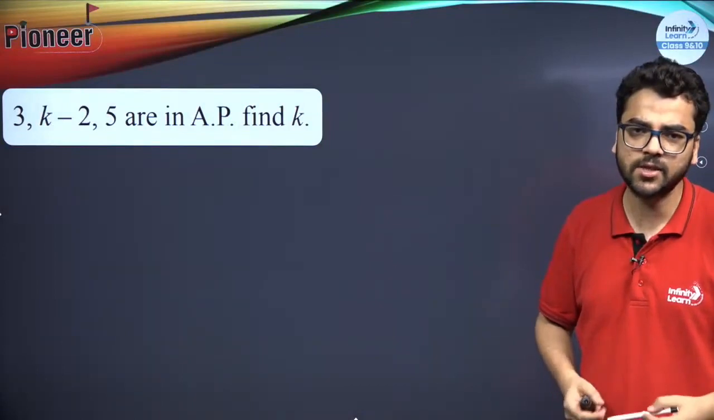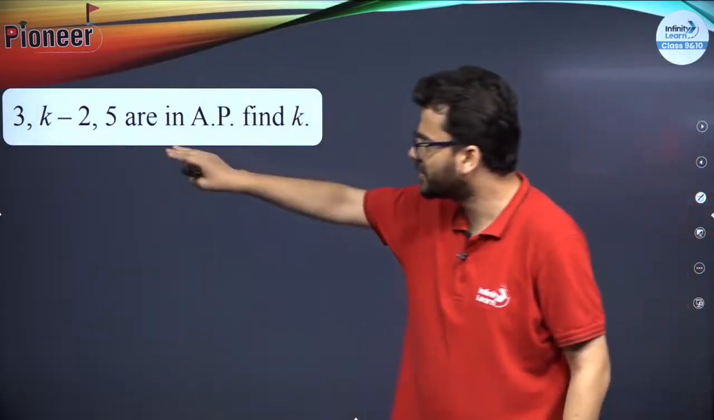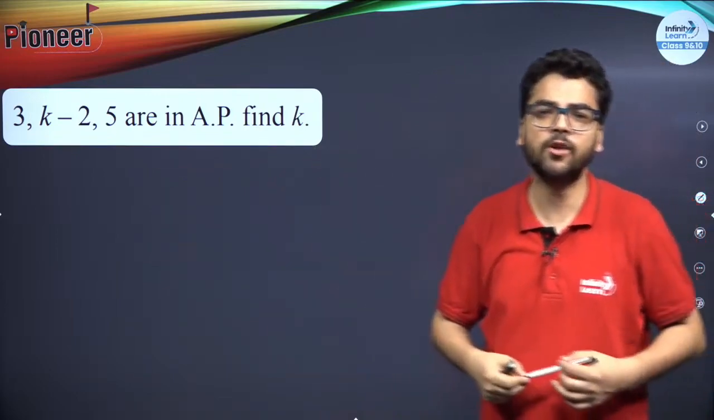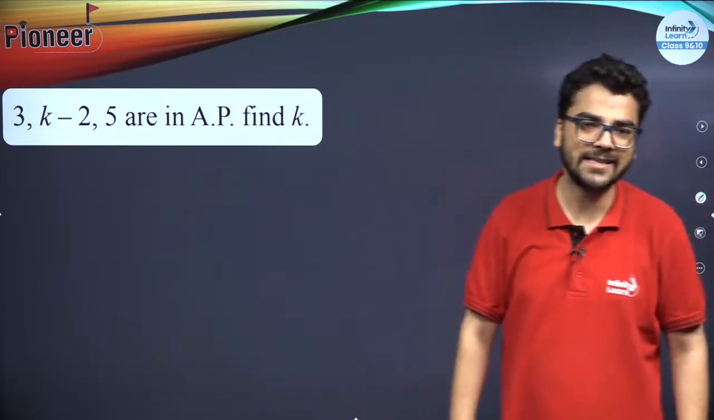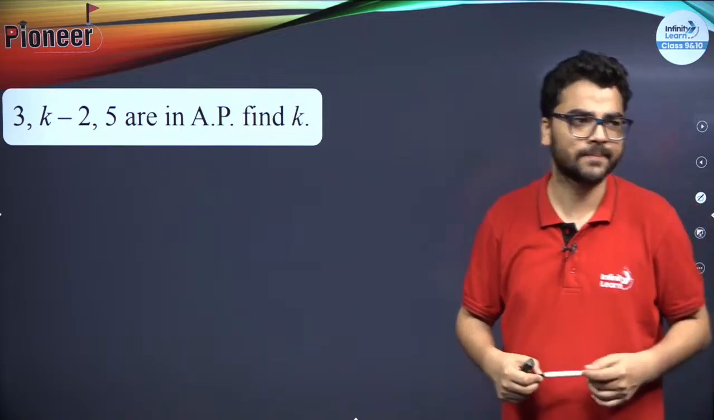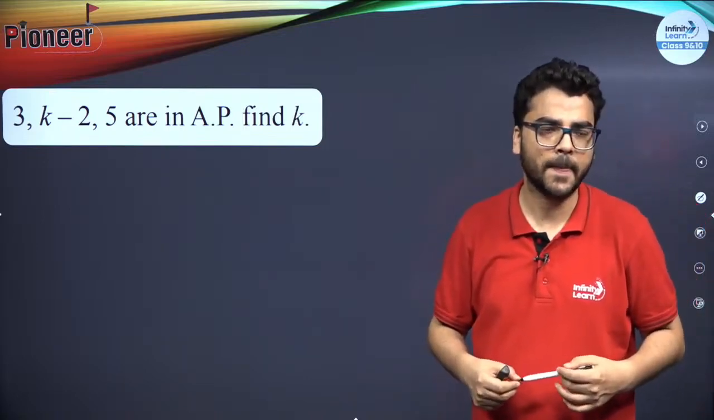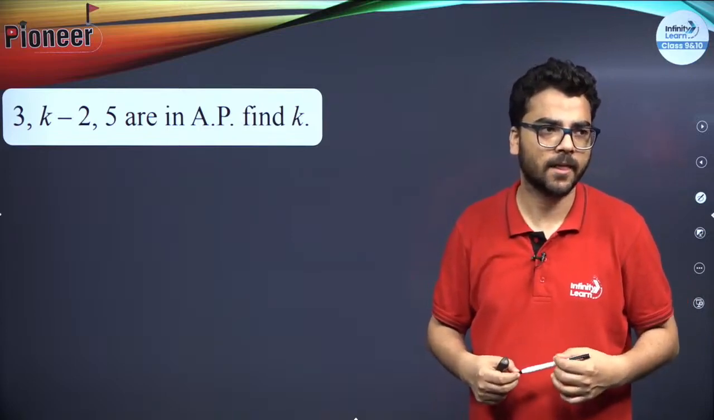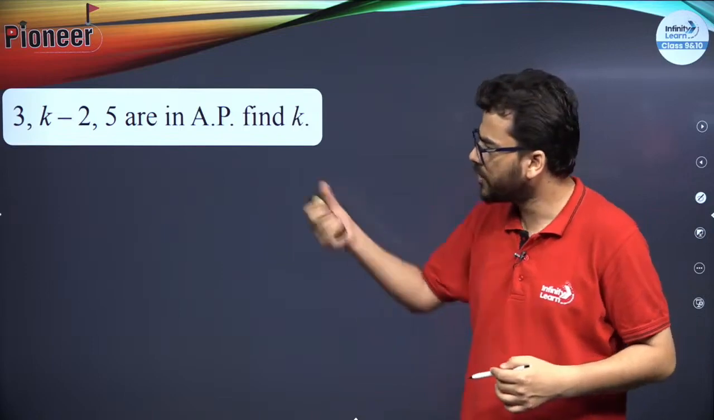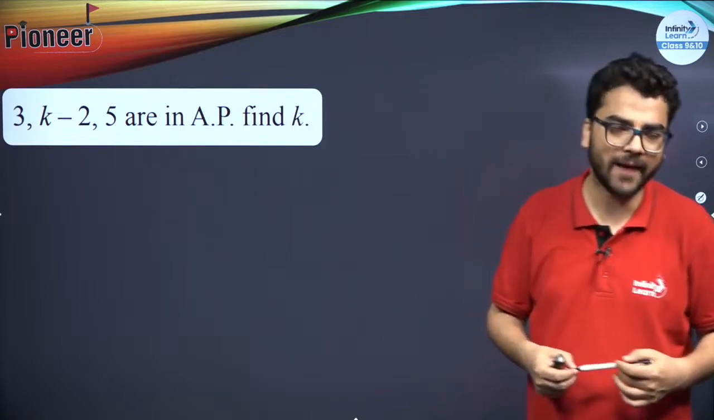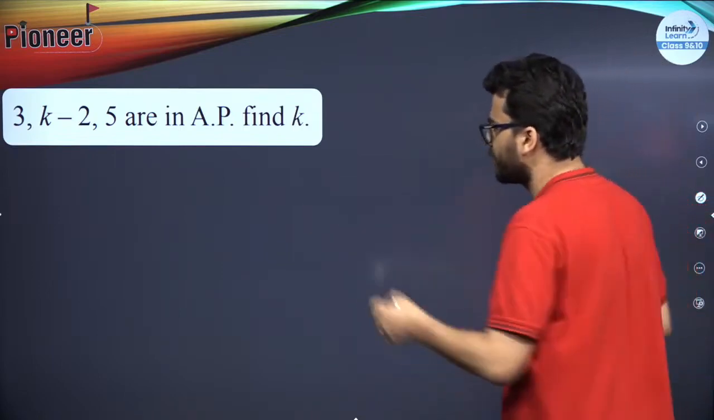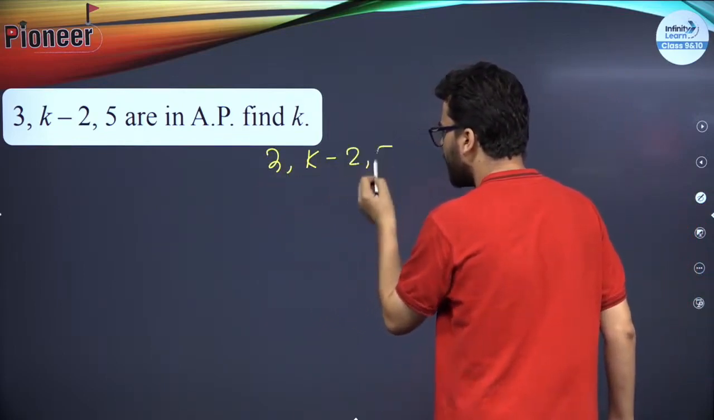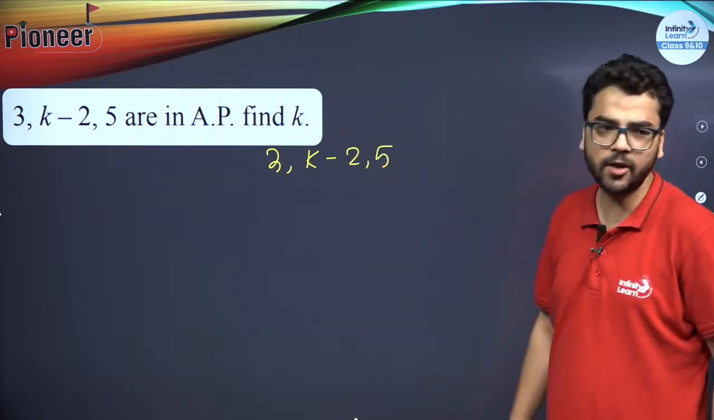Can you try doing this question? If it is given in the question that 3, k minus 2 and 5 are in AP, you have to find the value of k. Try doing this one, guys. So it is given in the question that 3, k minus 2 and 5 are forming an AP over here. So you have to find the value of k.